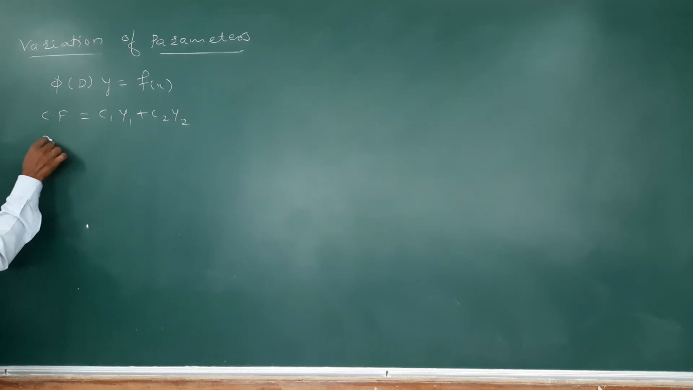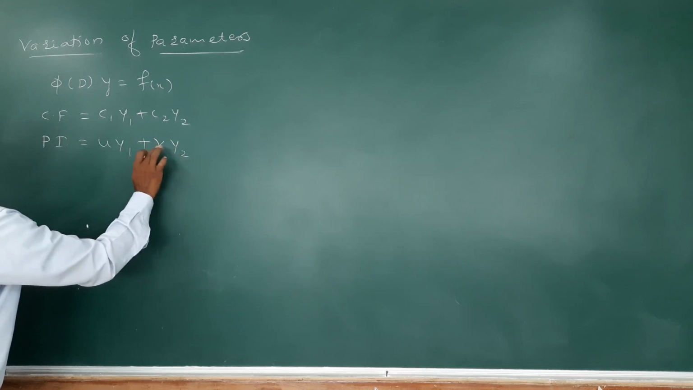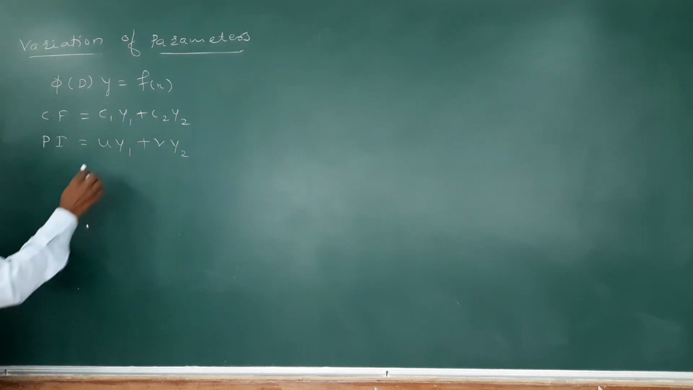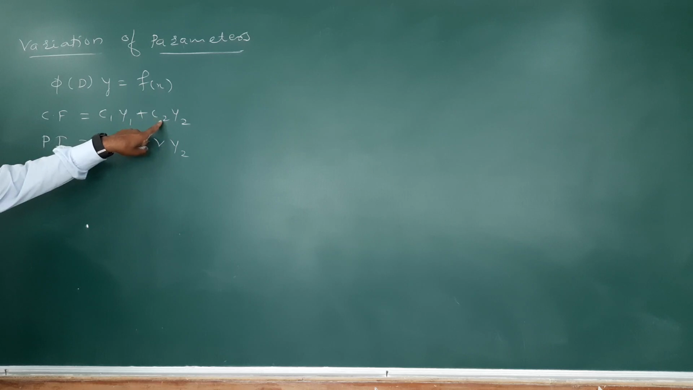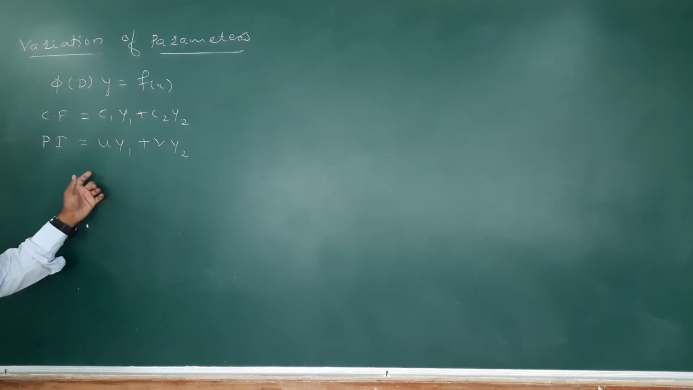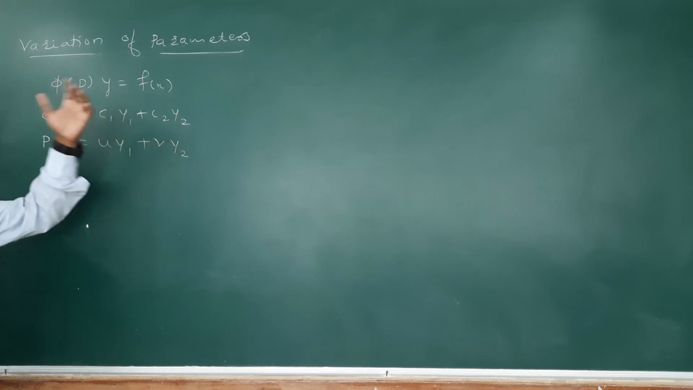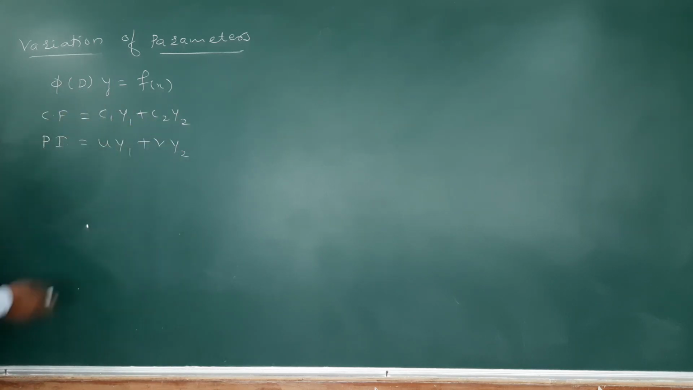Now from this we can write down the particular integral as u y1 plus v y2. Instead of c1, c2 I write u and v. So here you can clearly observe, instead of the constants c1, c2 we write u and v. This method is also called the variation of constant method, because we vary the constant. Now what are the values of u and v?